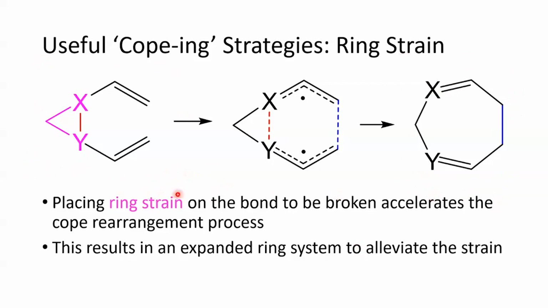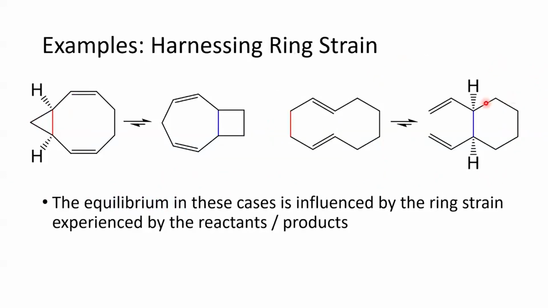So again, we can imagine this as an equilibrium. If you have a ring strain component that gets alleviated, the equilibrium is going to shift towards the side wherein that strain is alleviated. Here's a couple of examples where you can harness ring strain to influence the equilibrium. Here we have our starting material. It has a highly strained 3-membered ring. Apply some heat, Cope rearrangement occurs, and we get a new bicyclic system, only now our 3-membered ring is gone and we have a 4-membered ring. Strain still experienced by the molecule, but less than having this strained 3-membered ring.